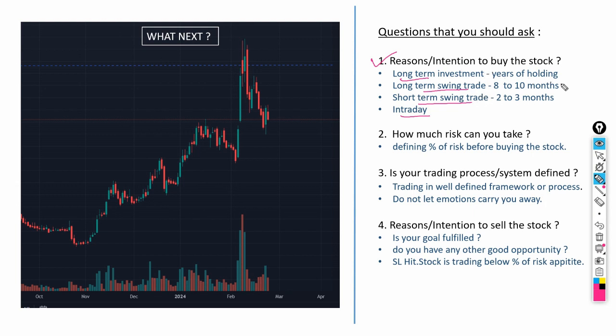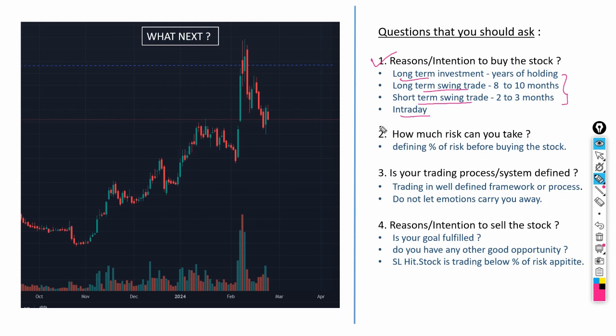These are just numbers derived from my experience, and they are not standard numbers to define these terms. Or the position that you are taking may be for intraday. Having clarity on why you are buying the stock is going to help you take a very good decision when you are in the position.